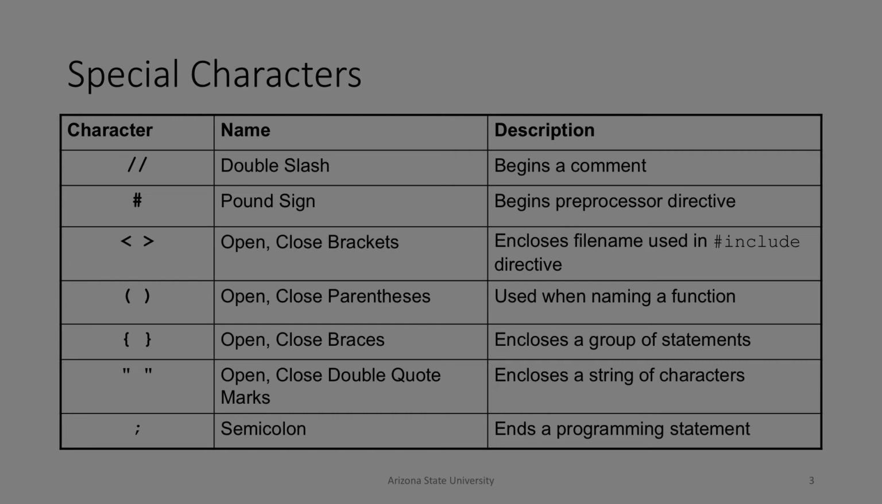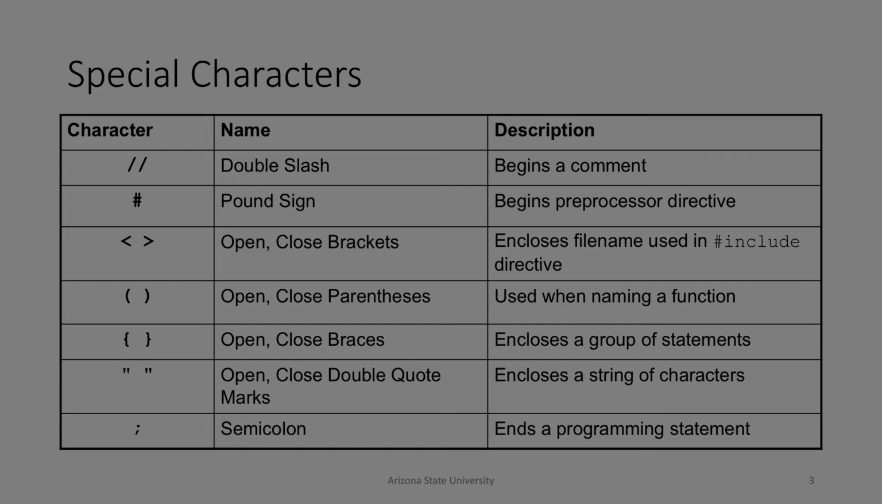Okay. So, of course, there are some special characters. And this is kind of a rehash of what we just saw. So the double slash at the beginning is for a comment. The pound sign is something to do with a preprocessor. So this next one is actually an example of why C++ is so versatile.